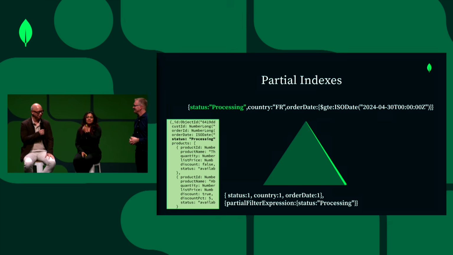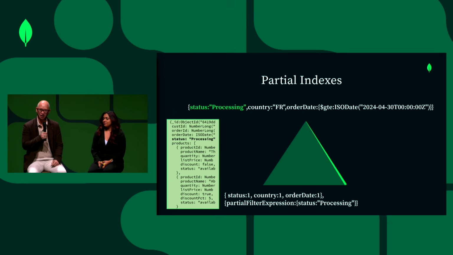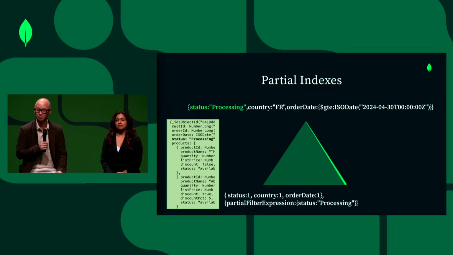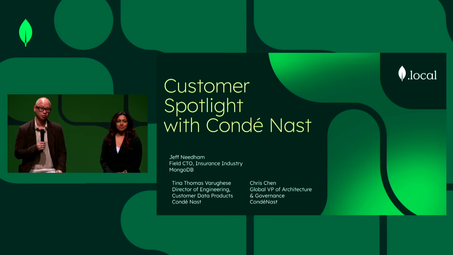Sure. Thanks, Jeff. Thank you so much for having us. Thank you to MongoDB for inviting us here. It's a really wonderful opportunity. We're excited to be here and tell a little bit about our story. My name is Chris Chen. I'm the VP of Architecture and Governance at Condé Nast, so I'm responsible for all of the technology systems at Condé Nast, both internal and external. I'm also responsible for all of the data governance.